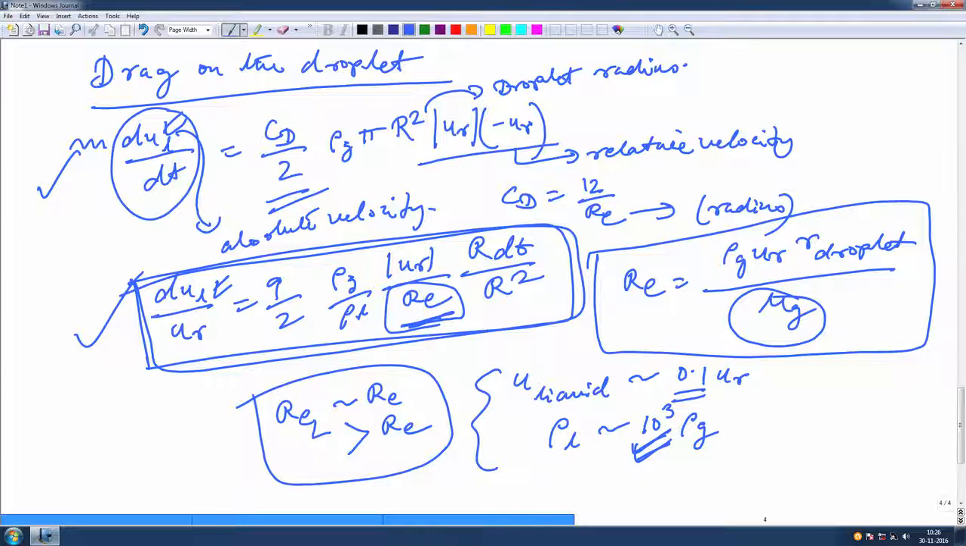So, with that we stop this lecture, and we will pick up in the next lecture, where we will show where this Reynolds number comes into the picture and how we can establish that the droplet does not rotate by that much.